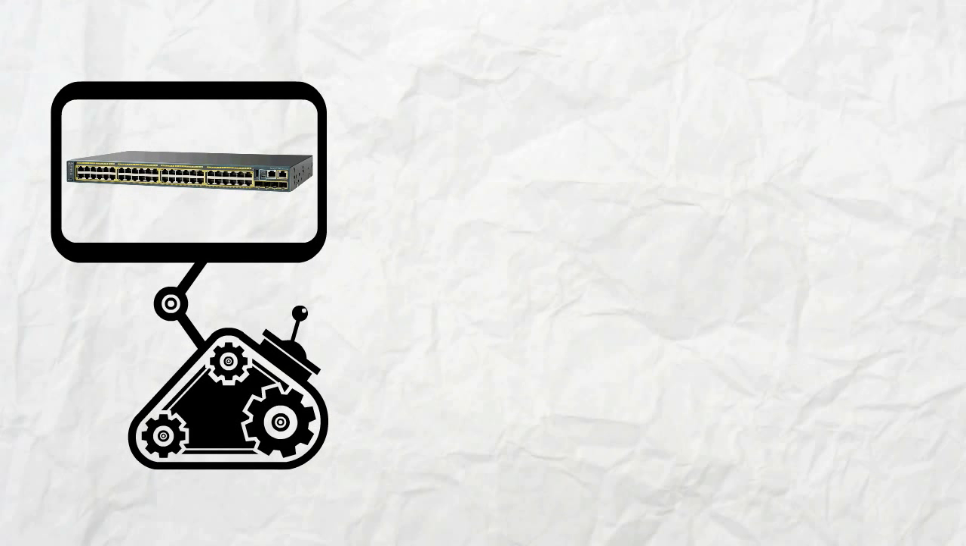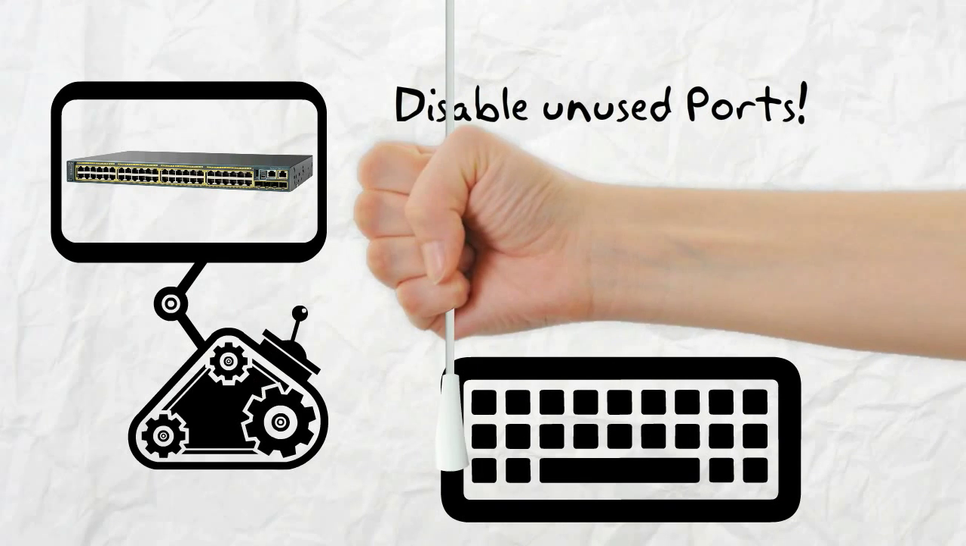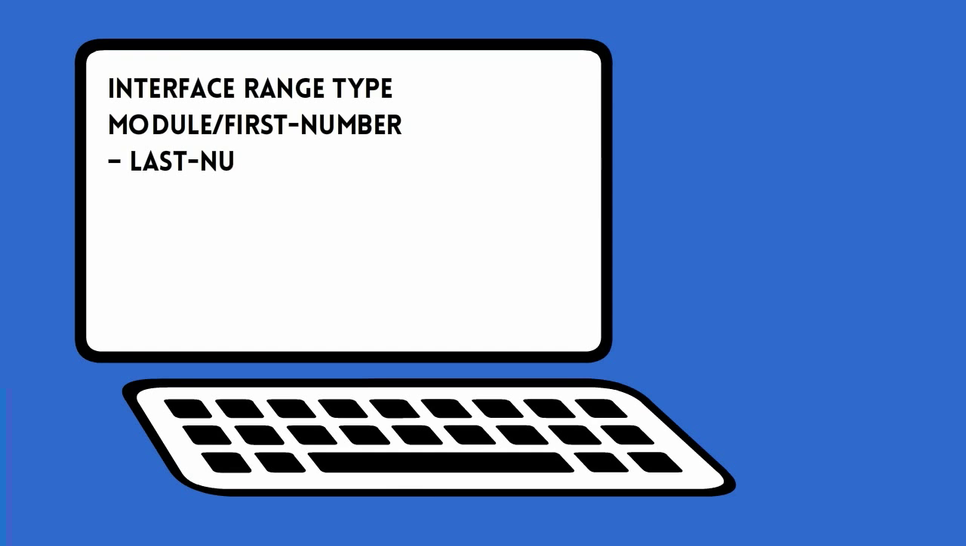Another thing we can do is to enable port security. One of the simplest methods is to disable the unused ports with the shutdown command. Also, we can shut down many ports at once using the interface range command.